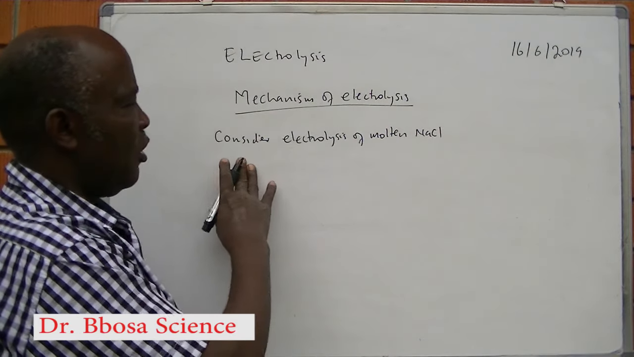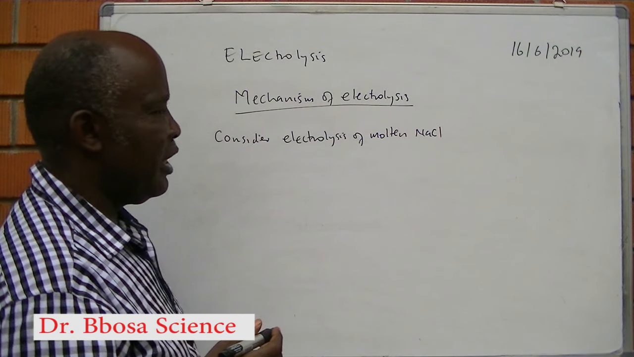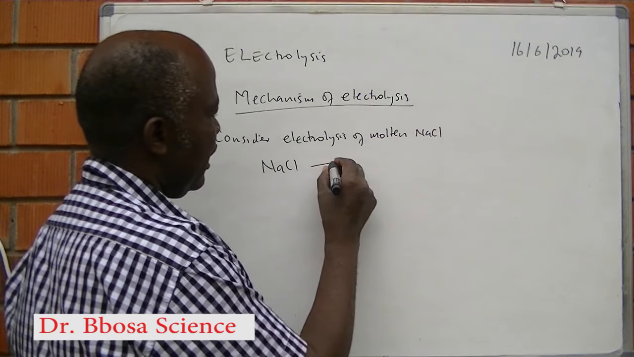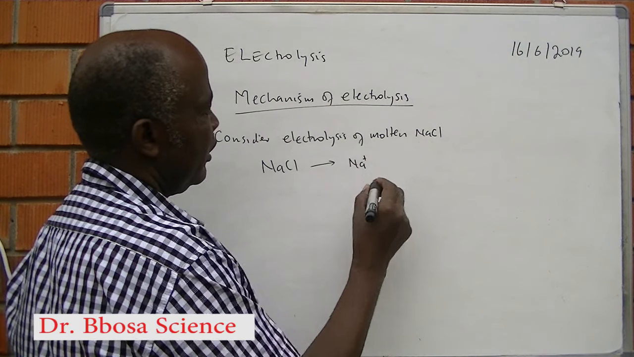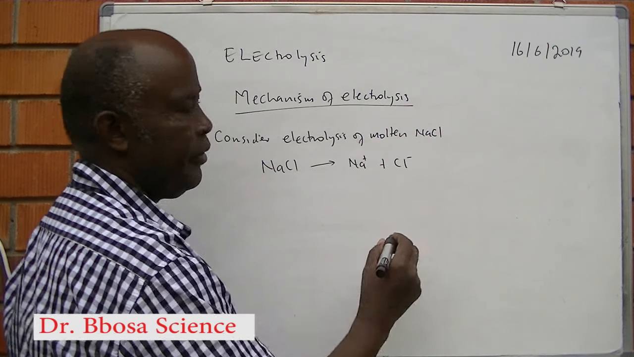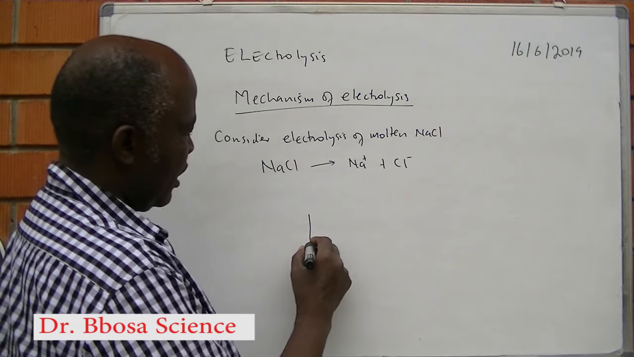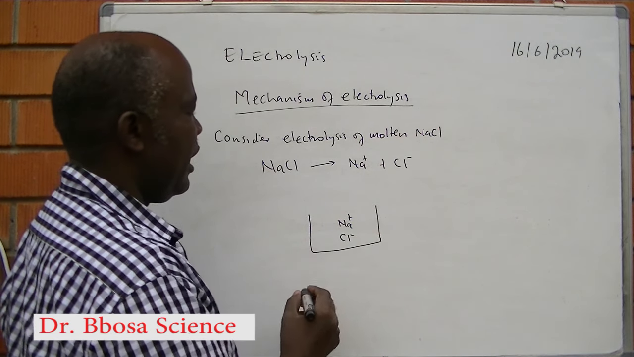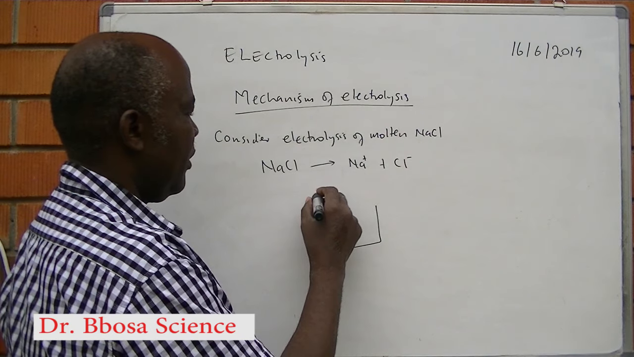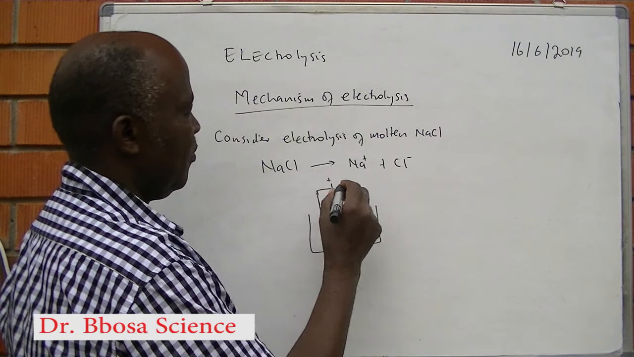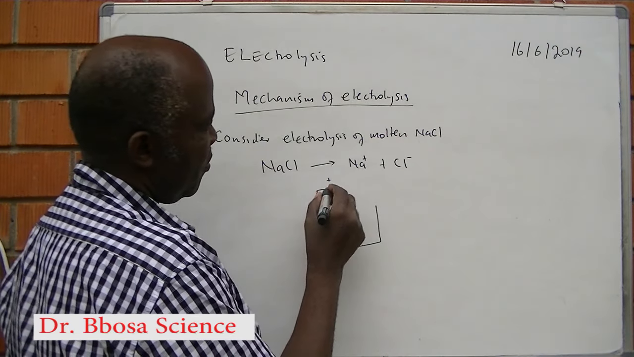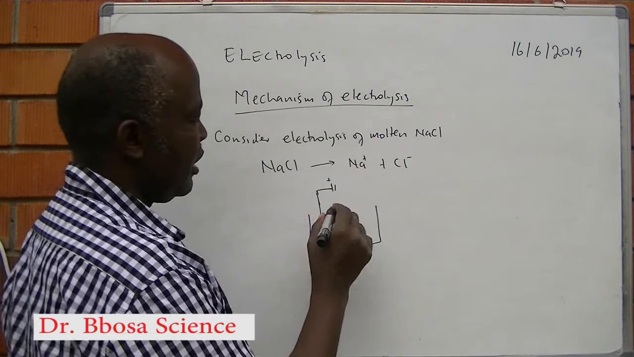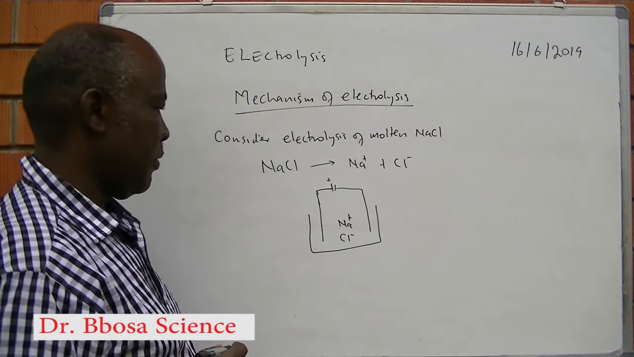Mechanism of electrolysis. Consider electrolysis of molten sodium chloride. Molten sodium chloride will dissociate into sodium ions plus chloride ions. When we get a container which contains sodium ions and the chloride ions, then you add a conductor from a cell. By convention, the long stroke means a positive charge of a cell, then the short stroke means a negative charge of a cell. So you put another conductor into solution.